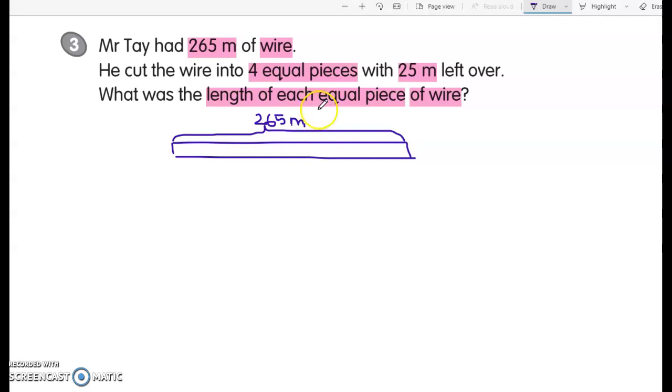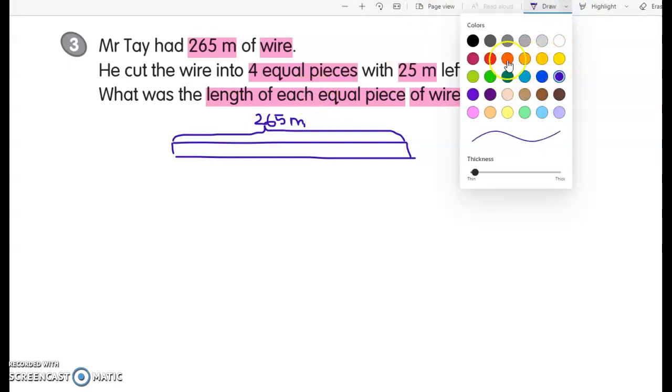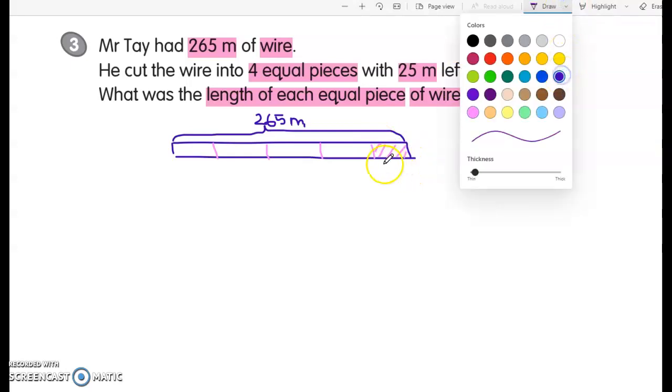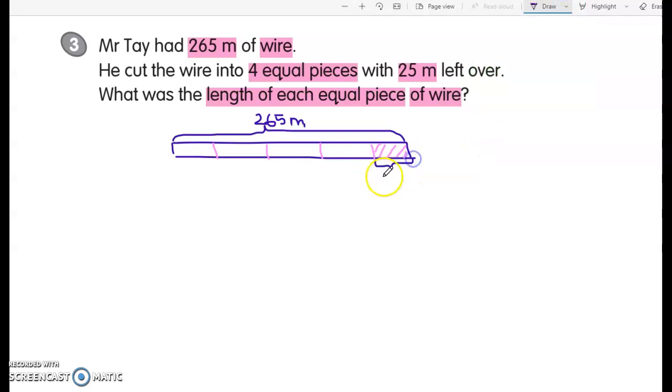Then he cut it into 4 equal pieces. So I'm going to use a different color to show that he cut it into 4 different pieces. 1, 2, 3, 4. And then he has this 25 meters left. Okay, so the question is asking, what was the length of each piece of wire?